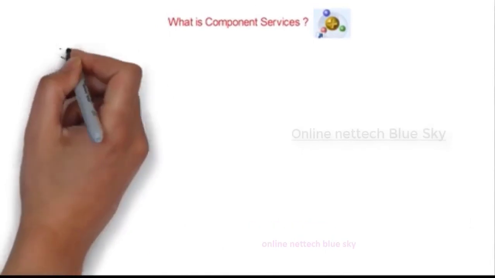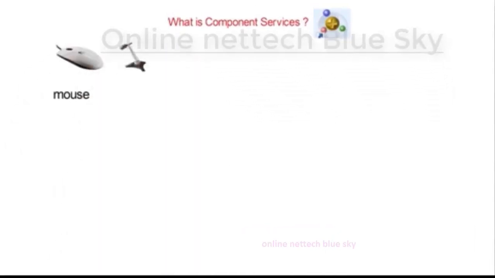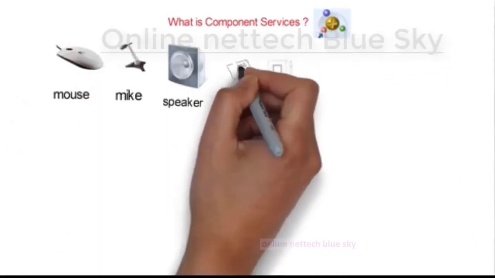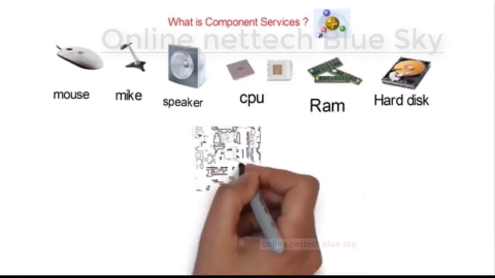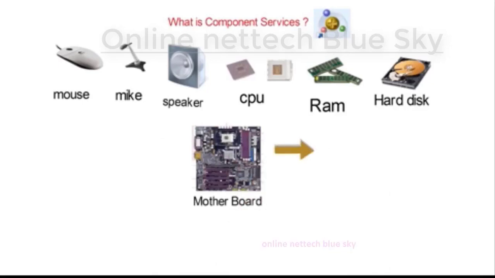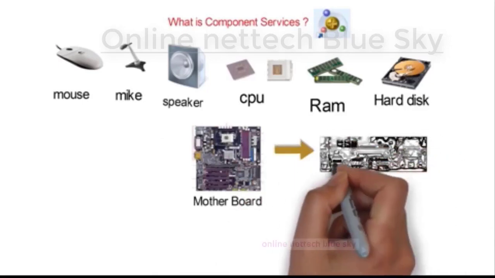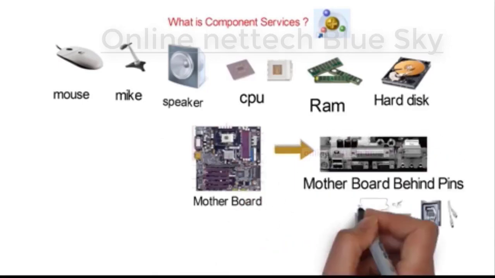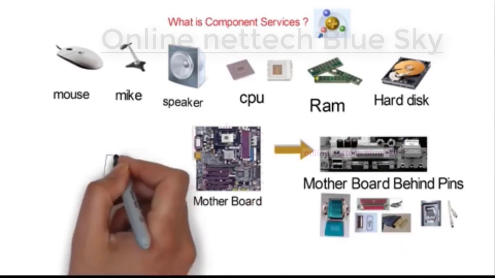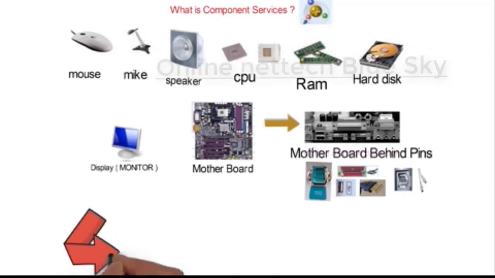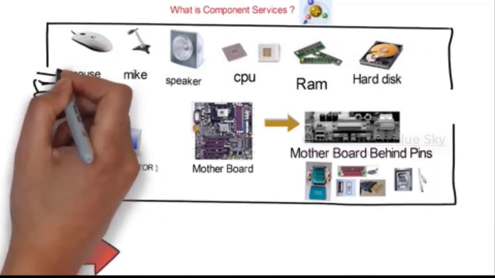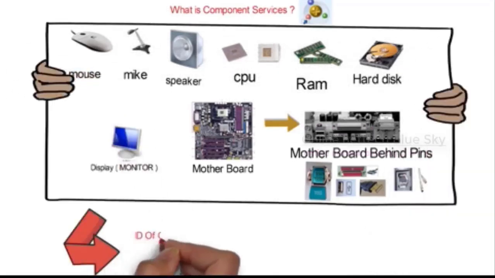Component means your components don't work directly, like the mouse, mic, speaker, CPU, RAM, any hard disk, your motherboard and your motherboard ports. This is a motherboard, which I will discuss in a hardware video. Also the different types of monitor, display. This is a component. Component means devices. All of these devices work only with these types of systems.